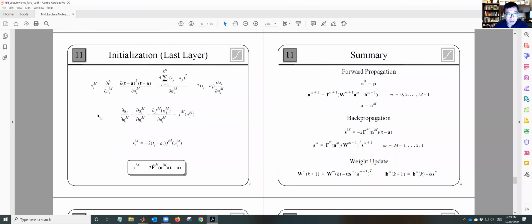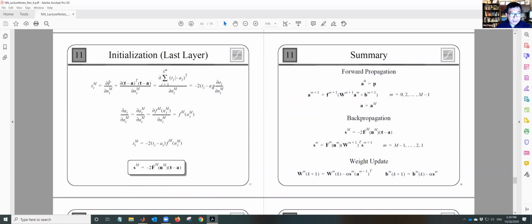Now, how do we calculate the last layer? The last layer sensitivity is ∂F/∂n^M. Because we know the performance index is (t - a)^T (t - a). Why do we have this? Because this is a matrix form of the sum of the squares of the error. And then we take derivatives with respect to n. This will become the sum of (t_j - a_j)^2. You sum them together, then take partial derivatives with respect to n_i^M. Obviously, only a_i relates to n_i. So you get this term.